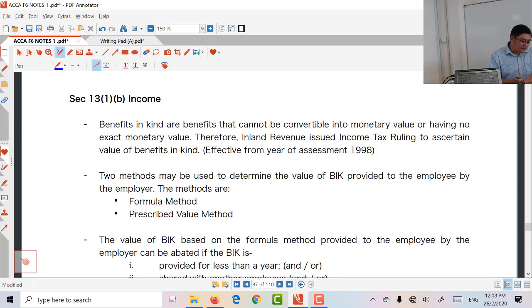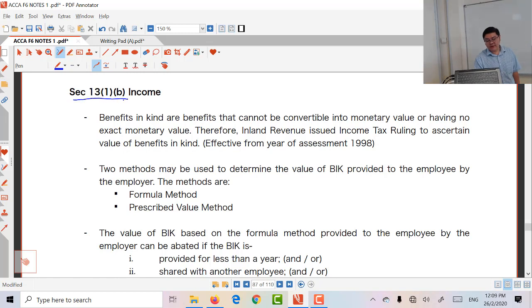Now, what is 13.1B again? We say this is about enjoyment of benefit. It's to do with enjoyment of benefit. And we always have these issues: if you really have enjoyed a benefit, the question then is, how do you ascertain the value? What is the value of the benefit that I've enjoyed?